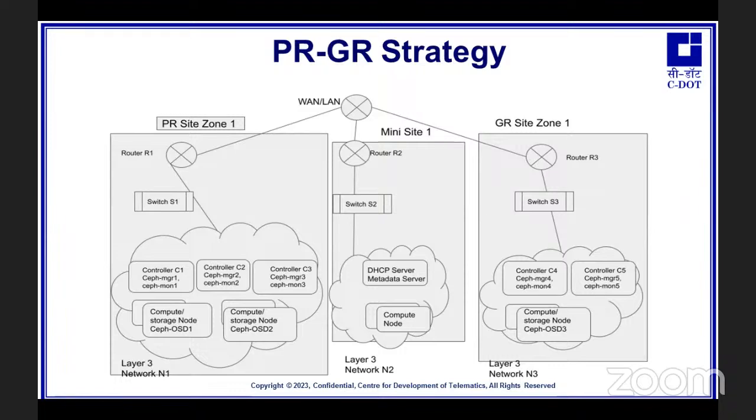Now the second question is, if the PR goes down, the link between the MPLS network and the PR goes down. In that case, definitely everything should shift to the GR side. The alarm will come in the EMS that PR has gone down, and for all the mini DCs the traffic will now be taken care of from the GR side. Any doubt?